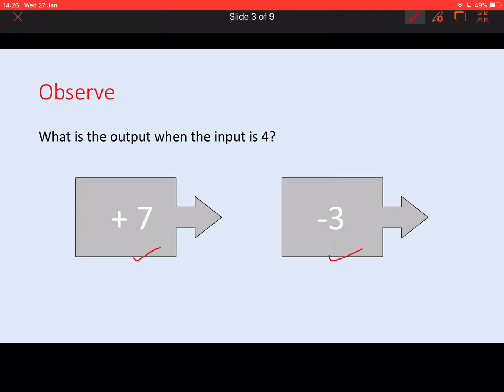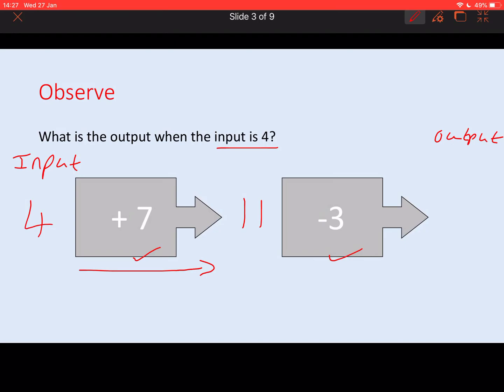So if I have this question, what is the output when the input is 4? My input goes on the left, and that's 4. And I need to work out what the output is, which is on the right-hand side. Now, to do that, I need to do 4 add 7. So I'm taking this 4 and I'm running it through this first part of the machine. So 4 add 7 is going to get me 11. And I'm going to put my result for that first part in the middle here.